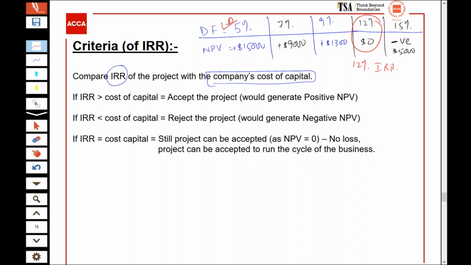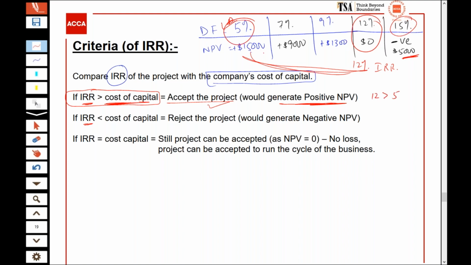I will prefer this discount factor because of a very great margin of safety. So that is why if IRR is greater than your cost of capital, accept the project. If your IRR is less than the cost of capital, for example if my cost of capital is 15%, the NPV would be negative. Because if IRR is greater than the cost of capital, accept the project, it would generate positive NPV. See, IRR is 12%, I appreciate 5%. So 12 is greater than 5. That means a very, very positive NPV.